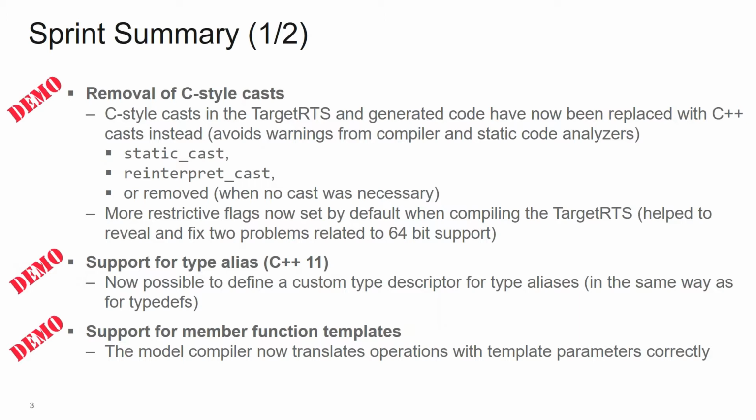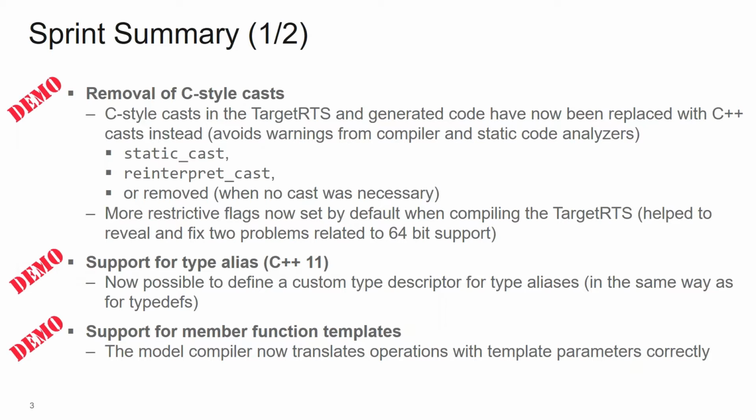So now we're using static casts and reinterpret casts, but in many cases we have also removed casts when no cast was necessary. This has also helped us to set more restrictive compiler flags when we are compiling the target RTS, especially with GCC. That has enabled us to find a couple of bugs related to 64-bit support that were also fixed in this release.